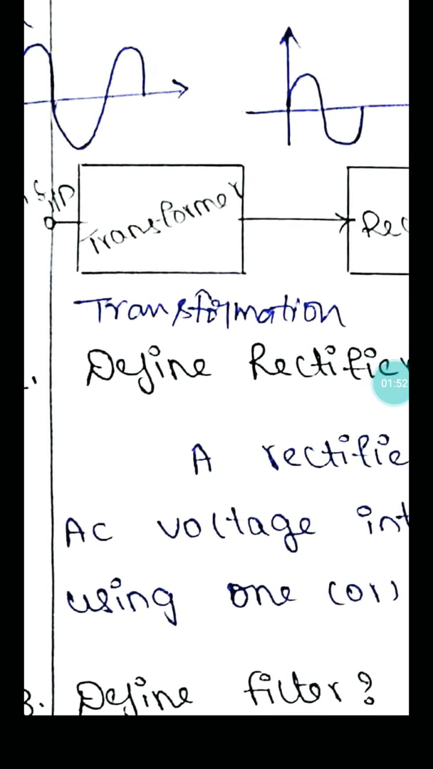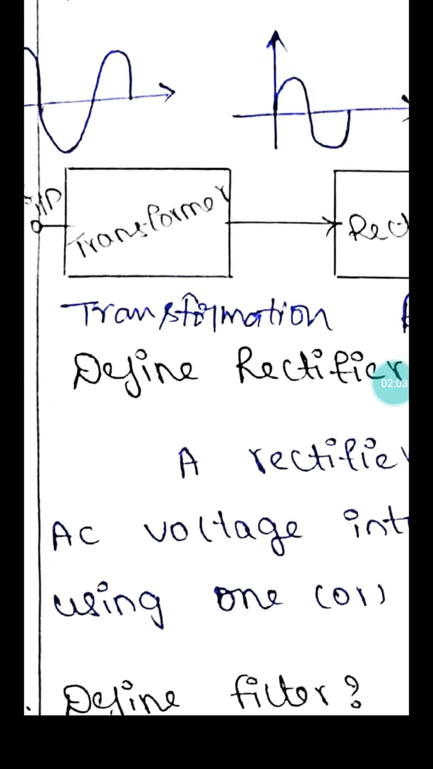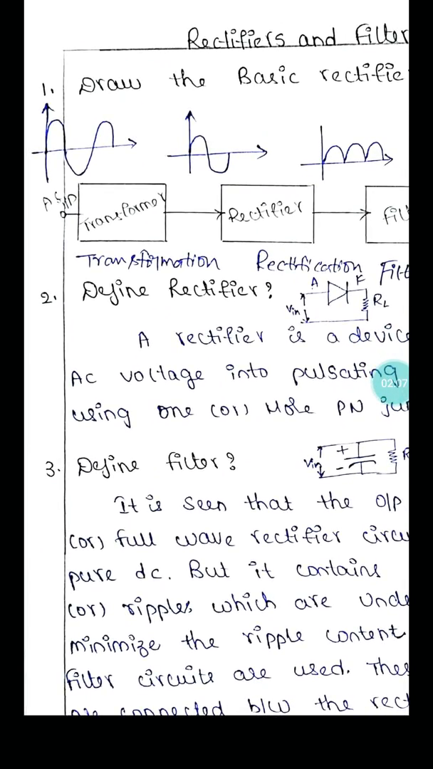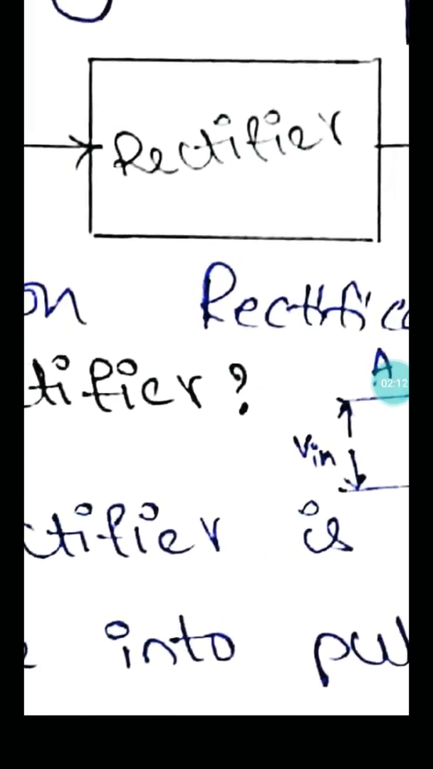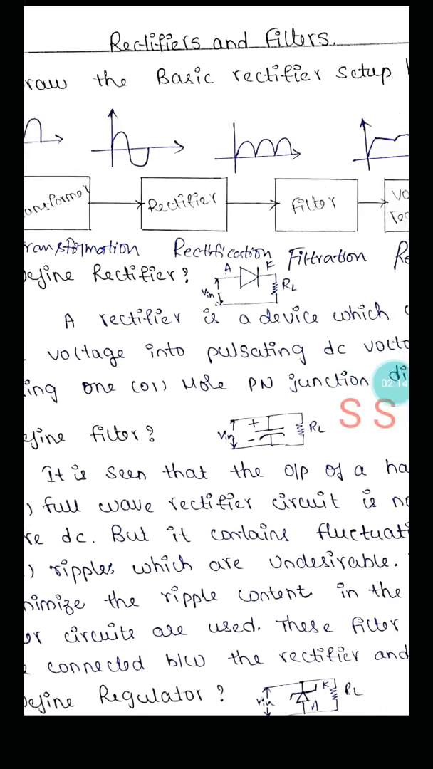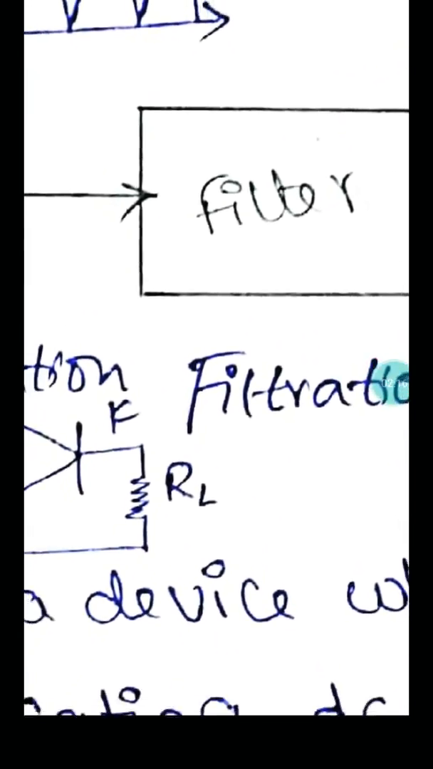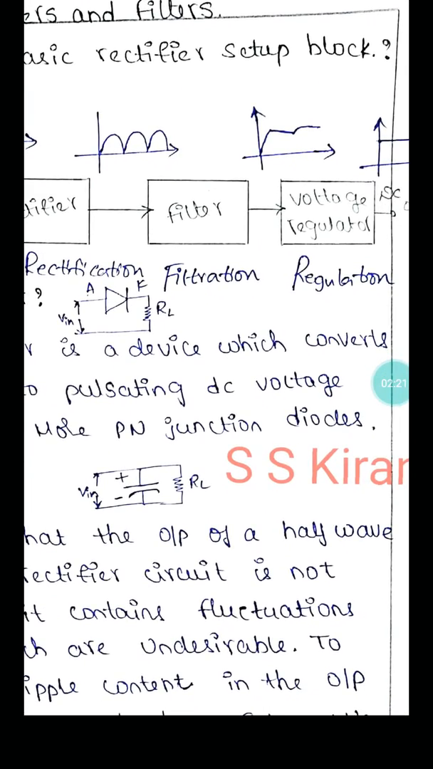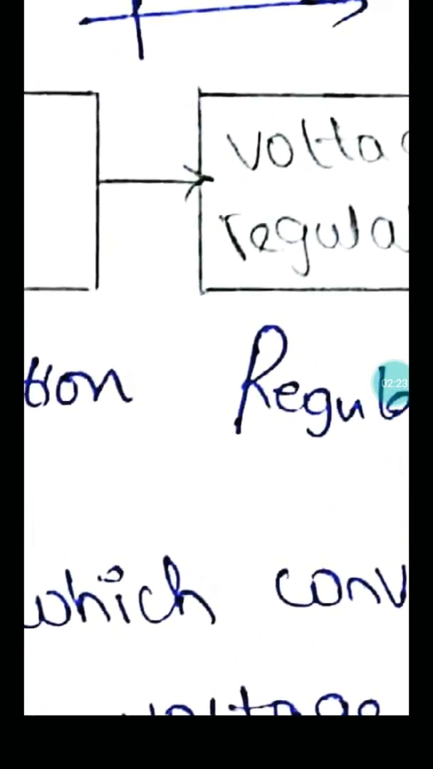What is the use of the transformer? It is for the purpose of transformation. If you have a high voltage, then we can reduce that voltage by using a step down transformer. Now the second block is the rectifier. The third block is the filter. The fourth block is the voltage regulator.